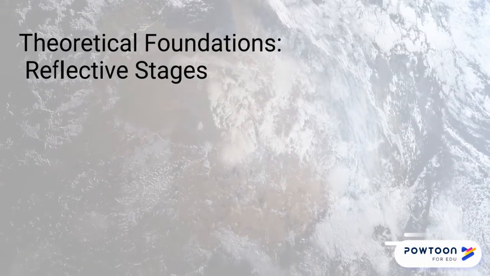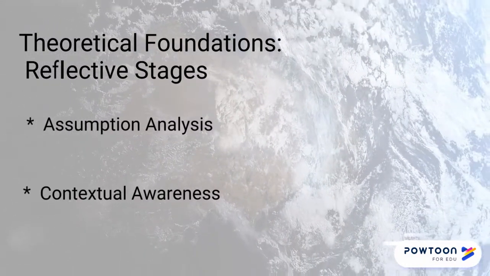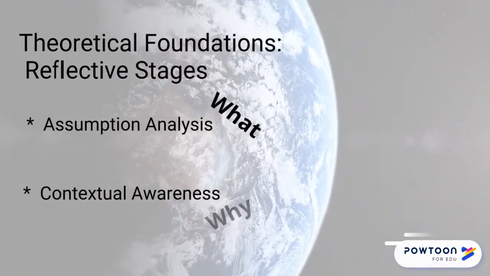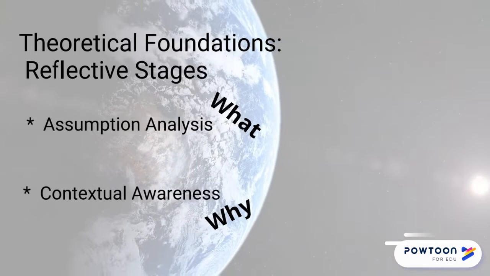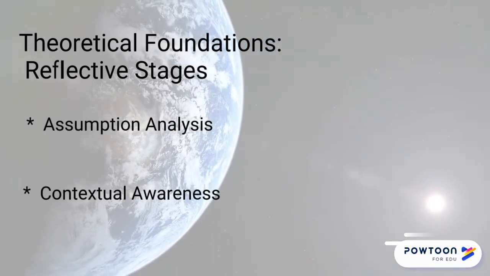According to Dr. Liu, the stages of reflection start with analyzing our assumptions and context so that we're aware of not only what we're assuming, but why. This has to do with our own biases and the cultural and historical influences that shaped those biases.